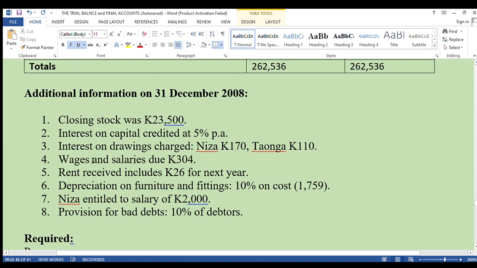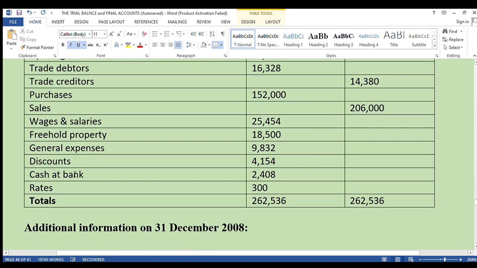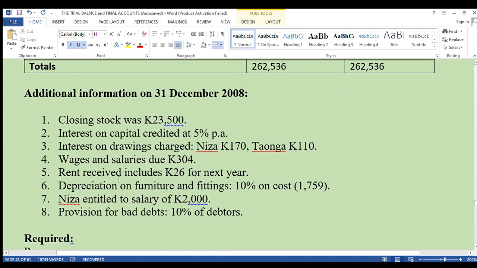Also, now there's wages and salaries. You should note that there's already wages and salaries, which is the wages and salaries for that year. But there are also wages and salaries which are due, meaning this is the money we were supposed to pay, but we did not pay some workers for one reason or the other. Therefore, this 304 is the money we are owing the workers, so it's a current liability. We need to pay them.